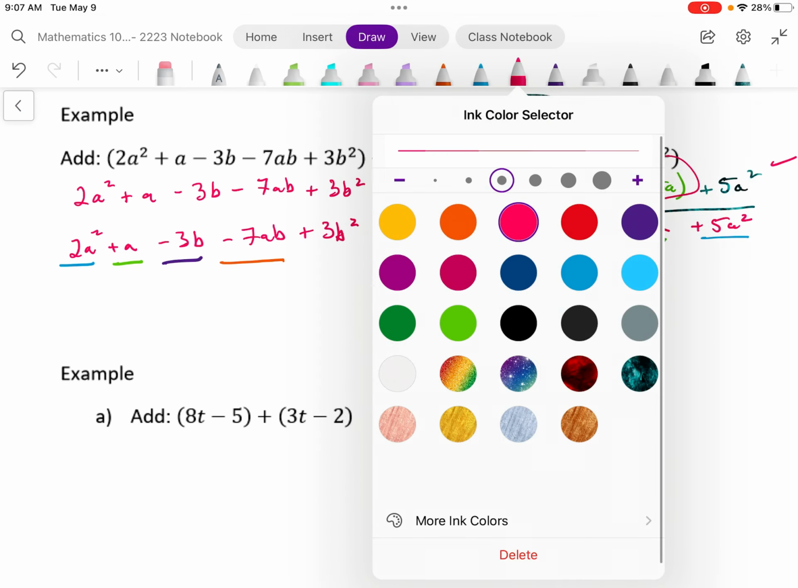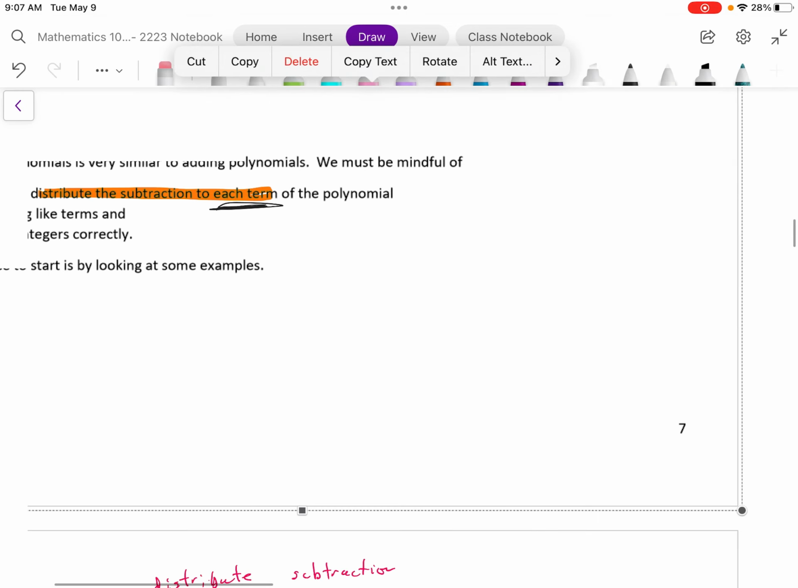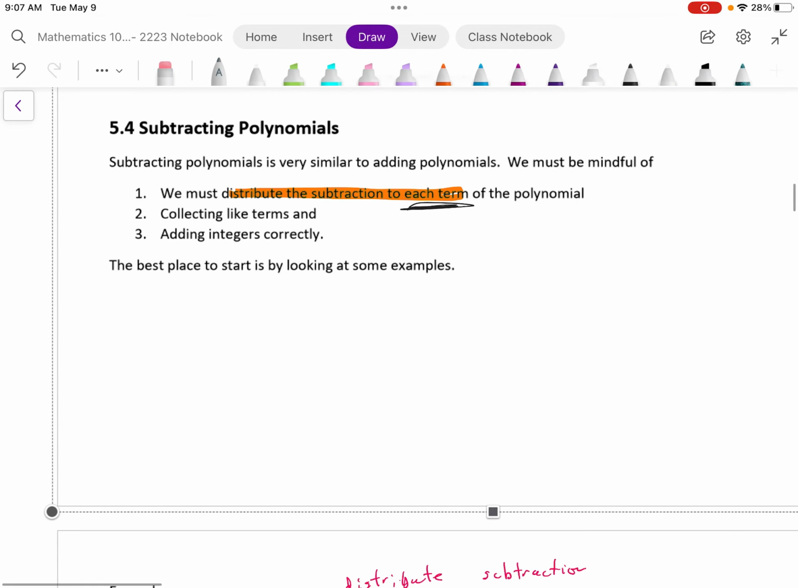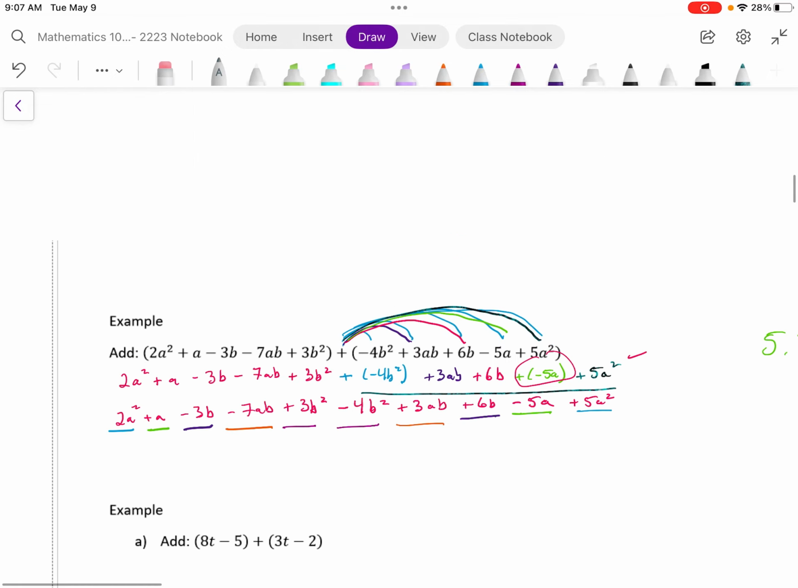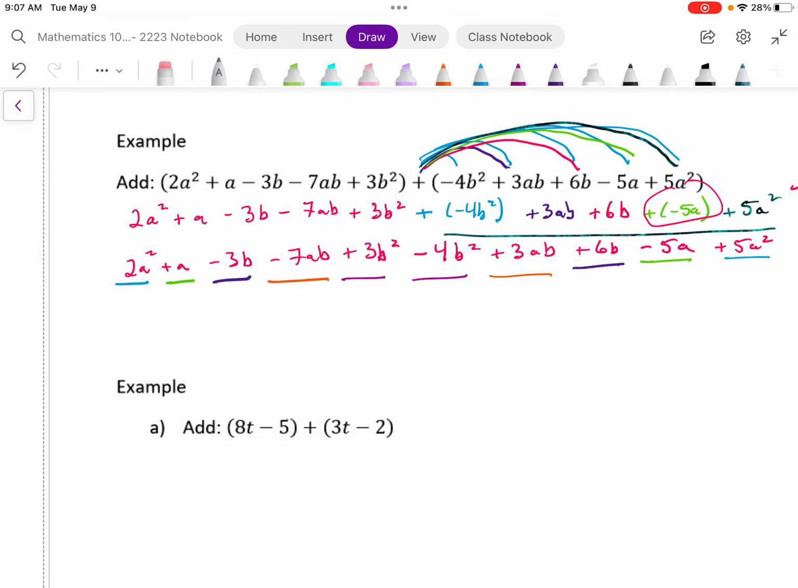Last but not least, what I'm going to do is underline 3b squared, or positive 3b squared. I'm going to look for a like term, and that's negative 4b squared. So hopefully within each group, if you notice here and here, the exponents match up. So every color, they're like terms.